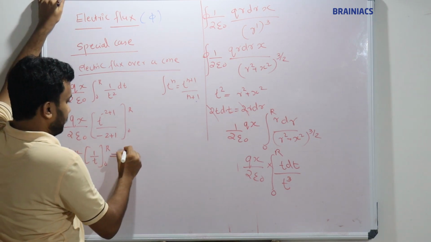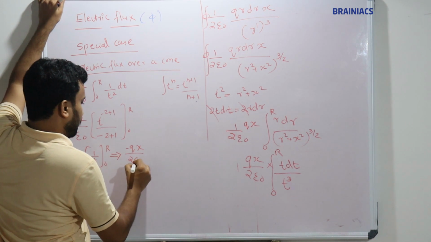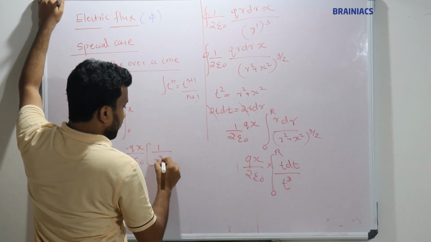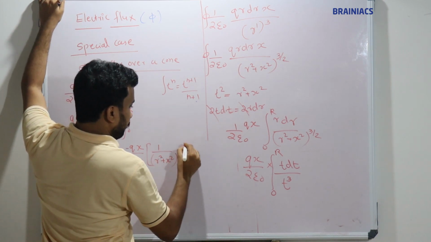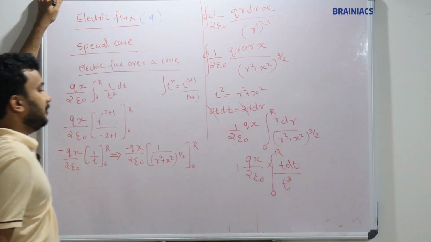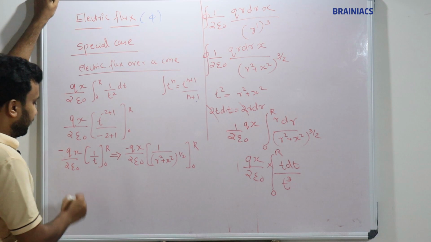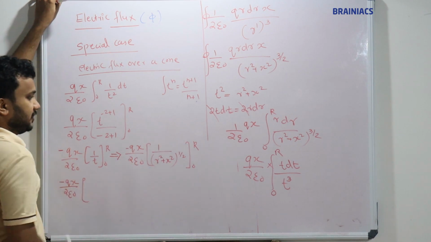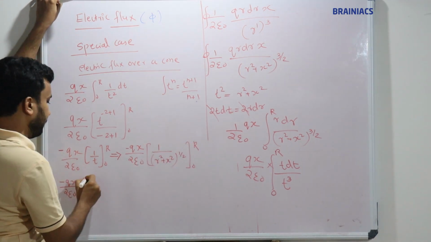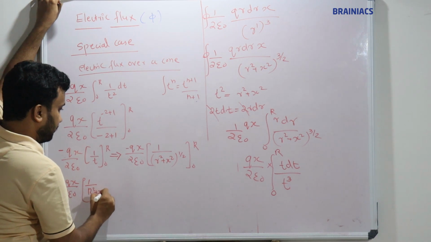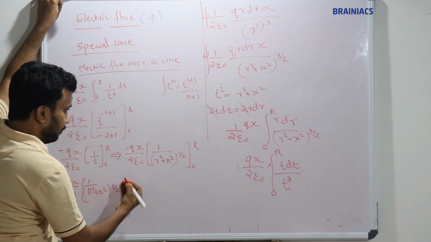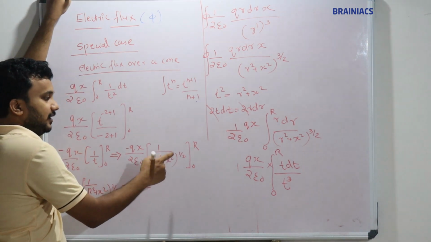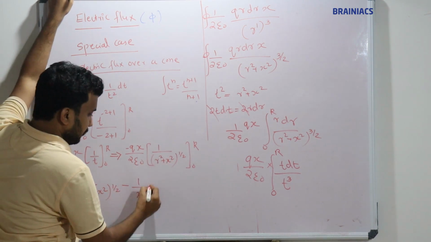Moving forward, so minus qx divided by 2 epsilon 0. What is 1 by t? t means r square plus x square, which means (r square plus x square) whole power 1 by 2. We have to apply the limit from 0 to R: upper limit minus lower limit. Instead of small r, we substitute capital R. So 1 divided by (R square plus x square) whole power 1 by 2 minus, substituting 0, 1 divided by x square to the power 1 by 2, so it becomes 1 by x.